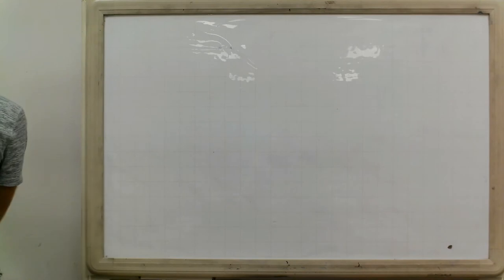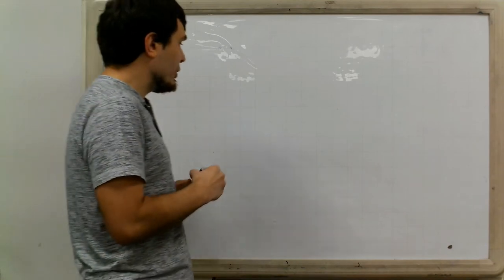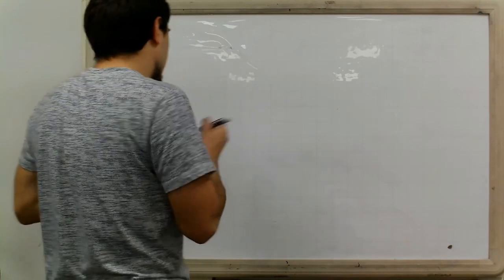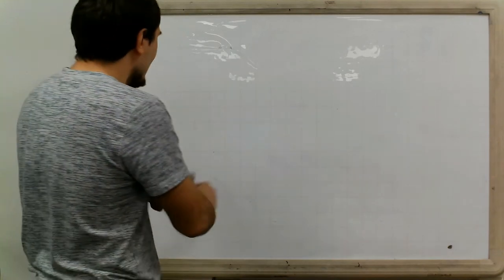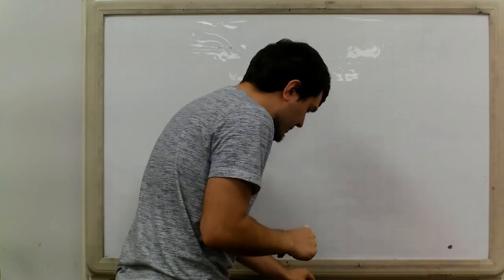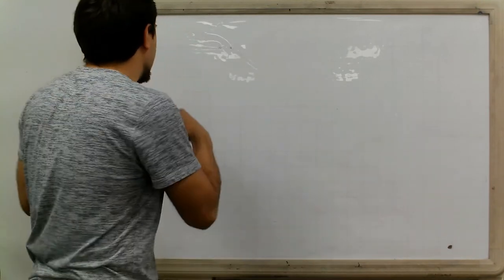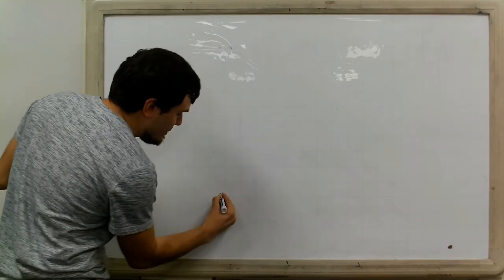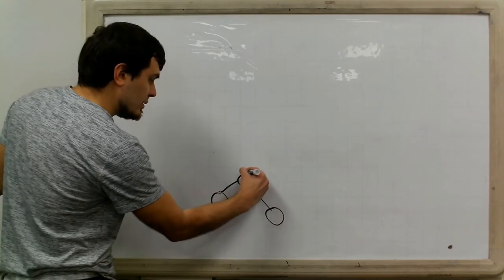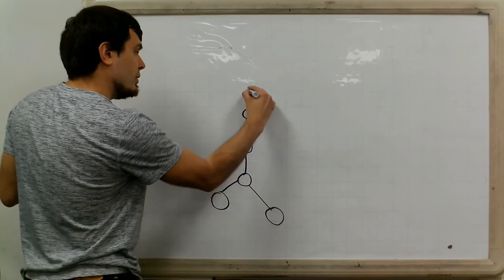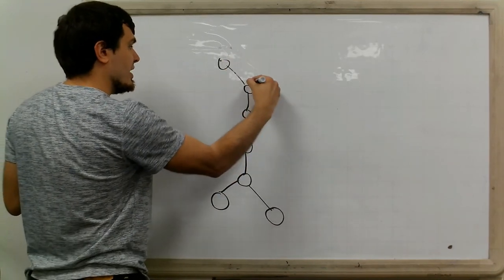Okay, so here's the next problem. So you're given some graph. This one, to illustrate some of the points, it actually needs to be not a super tiny example. Okay, so you're given some graph.